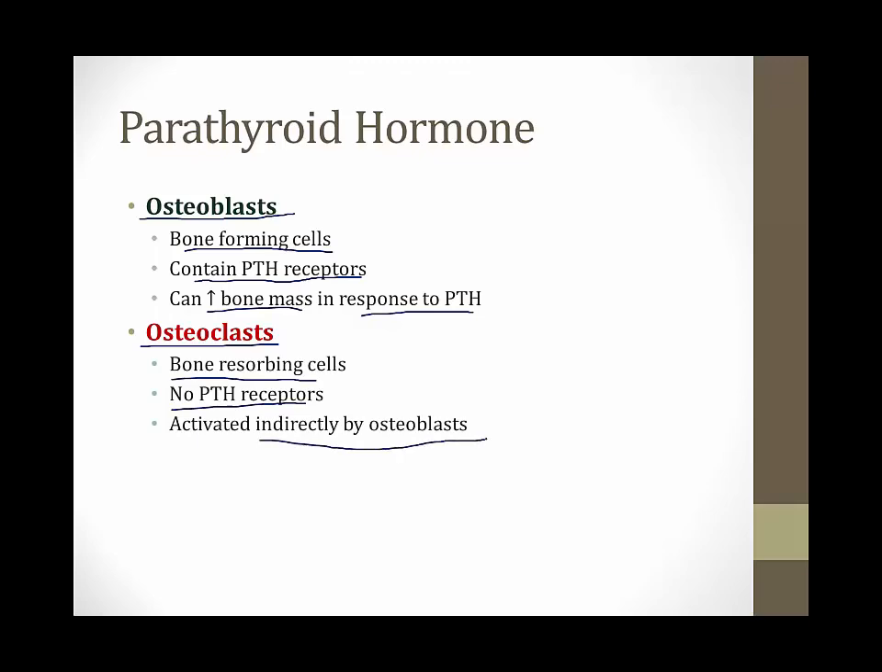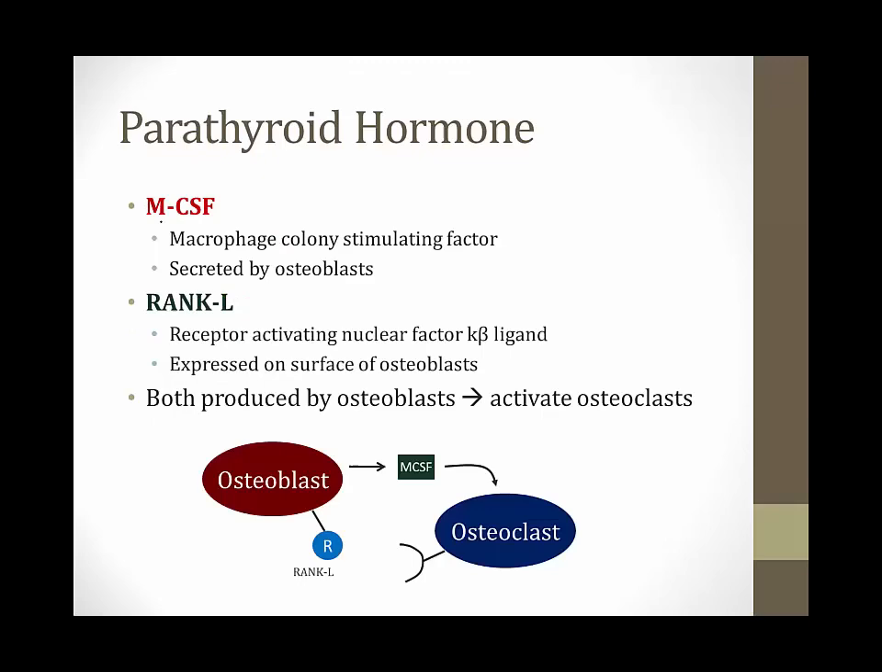When osteoblasts are stimulated by parathyroid hormone, they will synthesize a substance called MCSF. This stands for macrophage colony stimulating factor. It is secreted by the osteoblasts, and this will activate the osteoclasts. Also, when stimulated by parathyroid hormone, osteoblasts will synthesize a surface receptor called RANKL, which stands for receptor activating nuclear factor kB ligand. This is expressed on the surface of osteoblasts, and osteoclasts have receptors for RANKL so that they can bind and become activated. So both MCSF and RANKL are produced by osteoblasts, and this is the mechanism by which they activate osteoclasts.